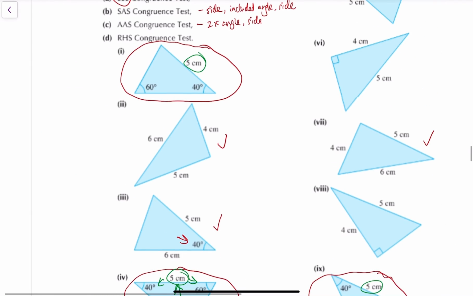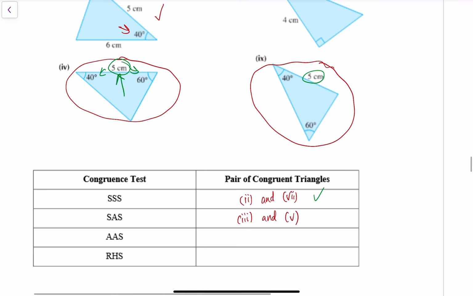So based on this, I can conclude that number 1 and number 9 are congruent, whereas for number 4, it's not congruent to anybody because the side is included in the center of 2 angles and it is not the same as the other 2.